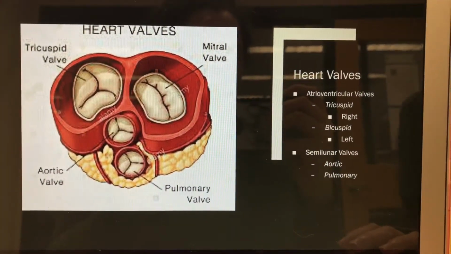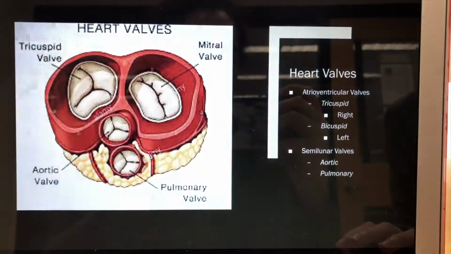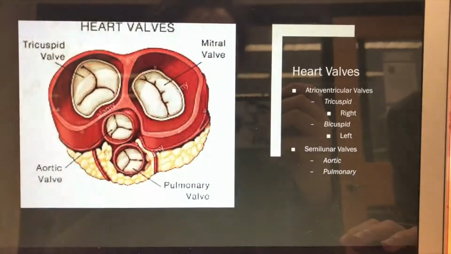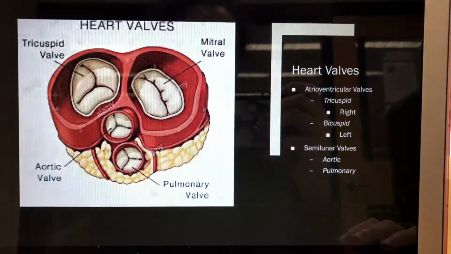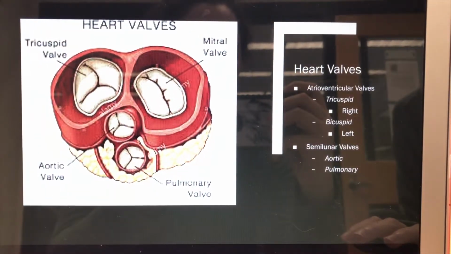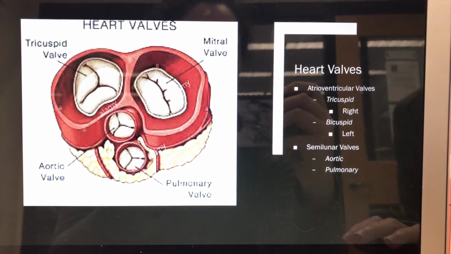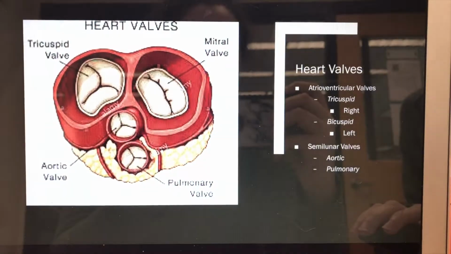The heart has four valves. There are the AV valves, which are the atrioventricular valves, and then the semilunar valves. Atrioventricular valves have two, tricuspid and bicuspid. The tricuspid is located on the right side, which helps control blood flow to the lungs. Bicuspid is on the left side, which helps control blood flow to the body.